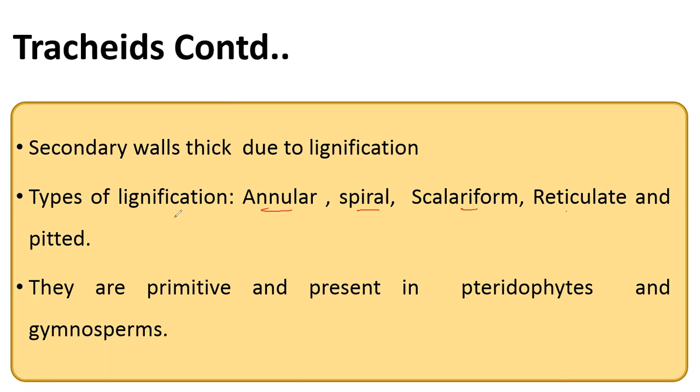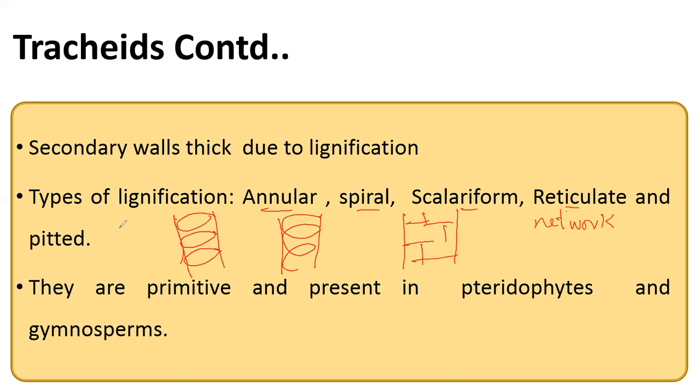So how is it? Annular is the condition where the lignin deposition will be like rings. In spiral, the tracheid will have lignin deposited in spiral form. Scalariform is like a ladder. Reticulate is like a network. And what is pitted? Pitted is where the lignin will be throughout, but there are spaces in between without lignin deposition. That's called pitted. So these are the different types of lignification, and according to this only, we classify the tracheids.